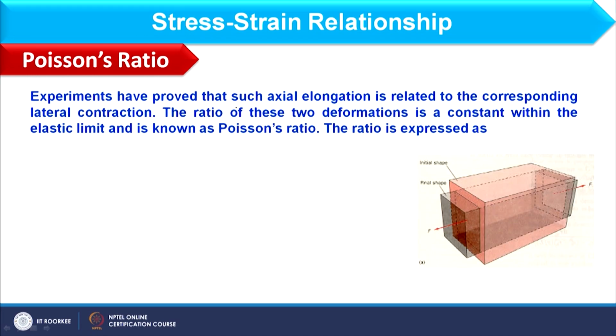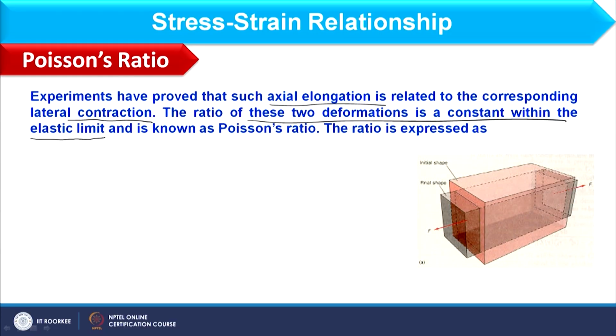Experiments have proved that such axial elongation is related to the corresponding lateral contraction. So, when I have a 3D object and force is applicable only in one direction, there will be elongation in that particular direction. However, contraction will occur in other directions also, whether stress is applicable there or not. The ratio of these two deformations is a constant when it is within the elastic limit, and that constant is known as Poisson's ratio.